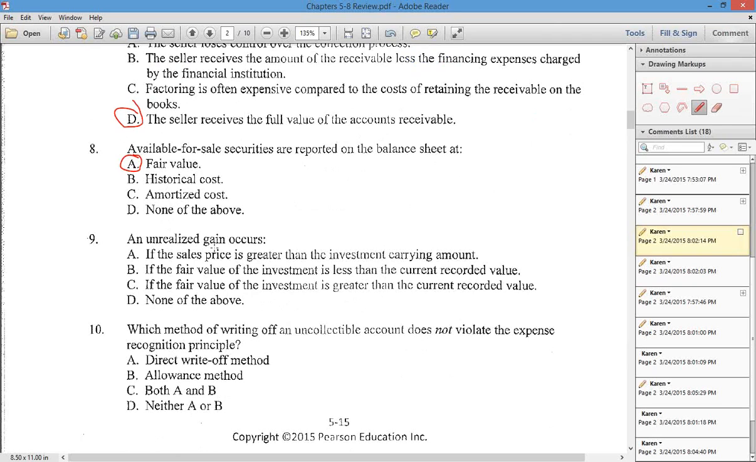An unrealized gain occurs. When does that occur? If the fair value of the investment is greater than the current recorded value, that's when we have that unrealized gain. If it were less than the investment, as it says here in B, it would be an unrealized loss. It's only a loss or a gain when we sell it.